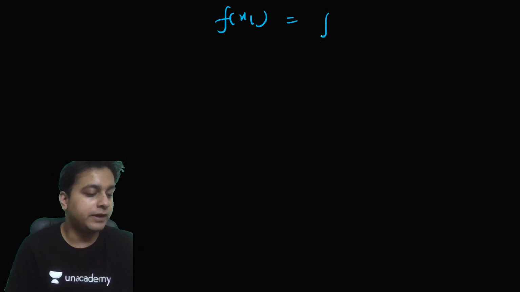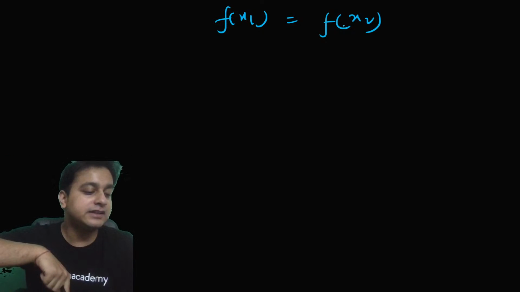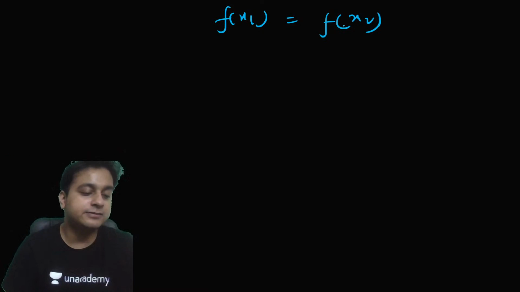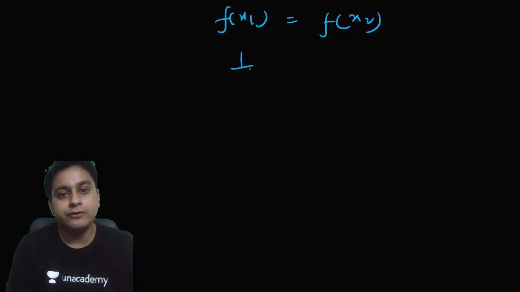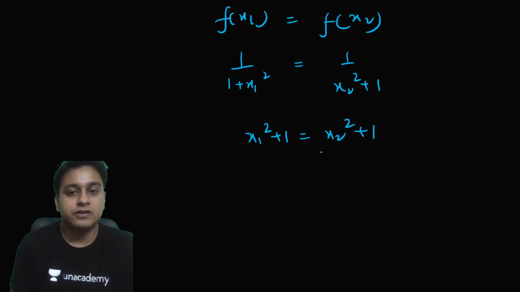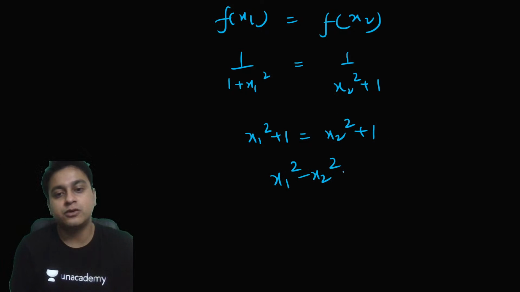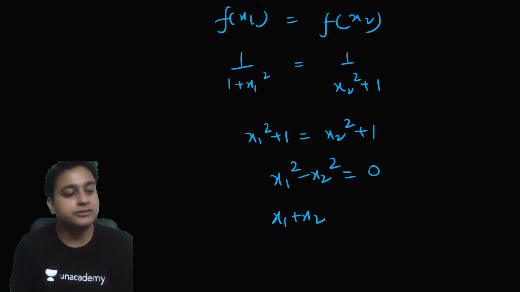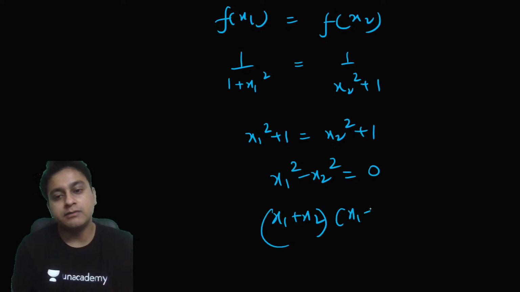Or else you can check it using the x1, x2 method also. If you look at f of x1 equals f of x2, how is it one-one? It's many-one. f of minus 1 is coming the same as f of 1. So what will happen if you equate? We will get 1 by (x1 square plus 1) equals 1 by (x2 square plus 1). Cross multiply: x2 square plus 1 equals x1 square plus 1. The 1s will cancel and we get x1 square minus x2 square equals 0. You will get (x1 plus x2) into (x1 minus x2) equals 0.